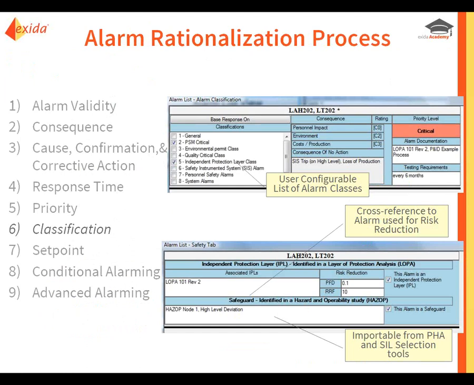Alarms can be assigned to one or more classes. In many cases, the classification process relates to whether the alarm is used for safety purposes. So as part of the classification process, you might also want to document whether the alarm is a safeguard from a PHA or a HAZOP, and whether it's used as the independent protection layer, which would help you essentially create a cross-reference in the master alarm database between your given alarm and the safety design studies that have called for the need for that alarm.